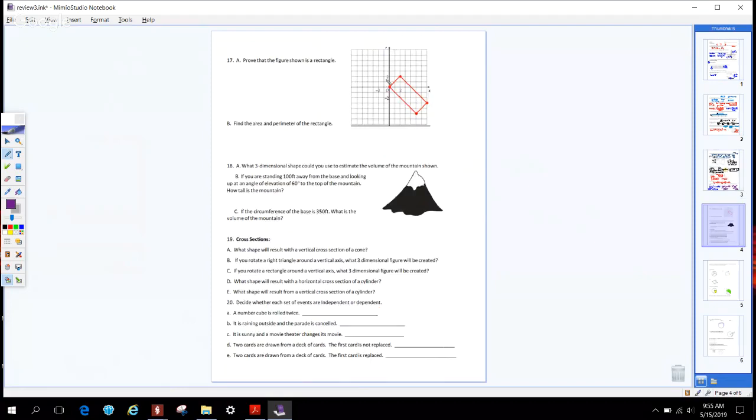Prove that the following figure is a rectangle. The easiest way to do this is just to do Pythagorean theorem. This is a 2 by 2. Because it says prove it's a rectangle and it doesn't say prove the parallelogram is a rectangle, unfortunately, we have to figure out all the sides. So we know that 2 squared plus 2 squared is going to give us 8, and we have to take the square root. This also is a 2 by 2, so we can use that same formula. This one is a 5 by 5. This is a 5 by 5 also, so we can use that same stuff.